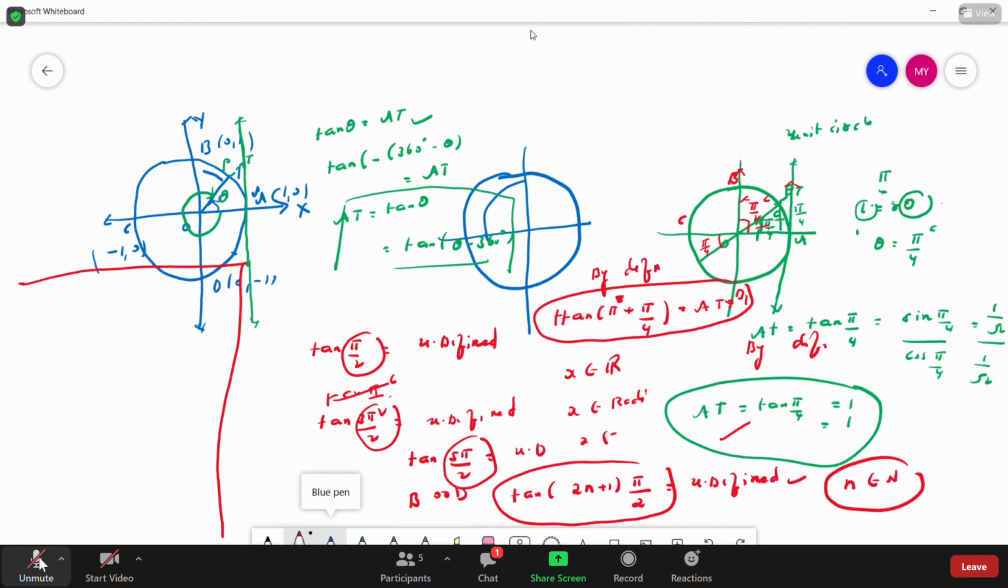Now let's understand it in the clockwise direction. If you are stuck, I can help you. What is tan minus pi by 2? What is the meaning of minus pi by 2? It is 90 degrees in the clockwise direction. It has traveled from A to D, and the distance is minus pi by 2.